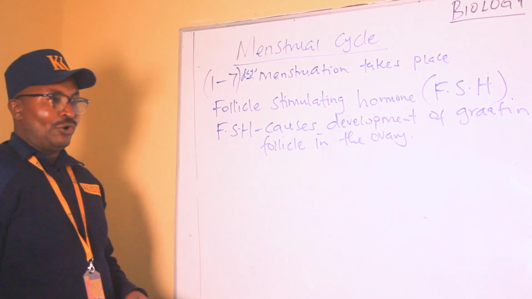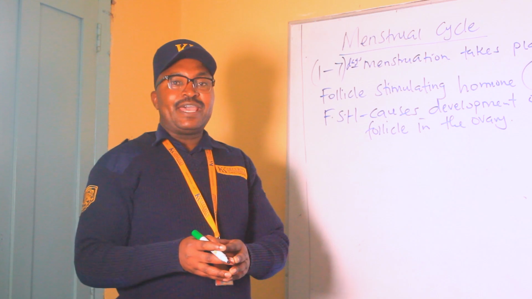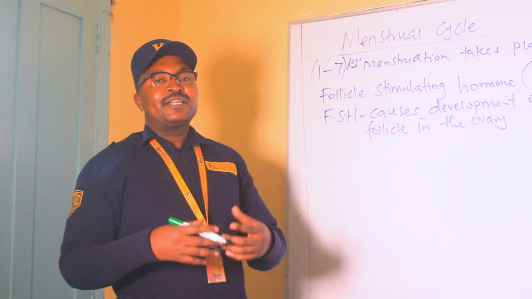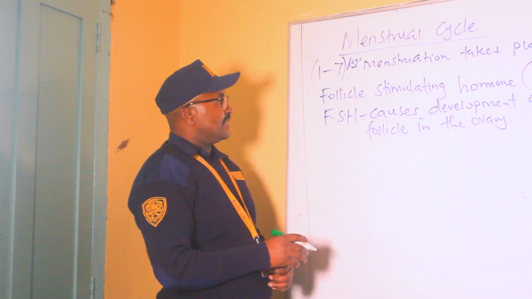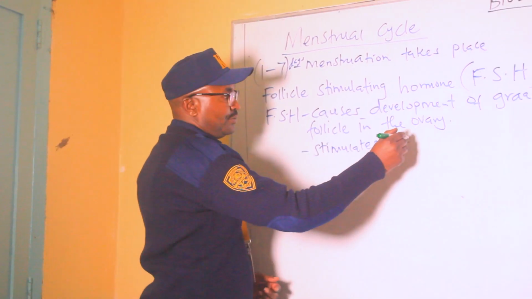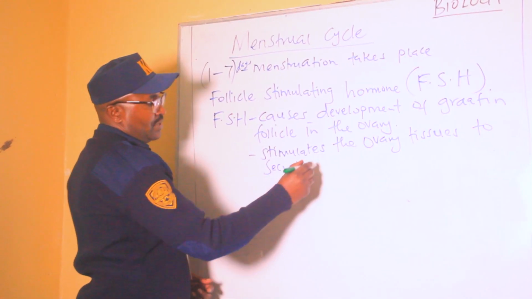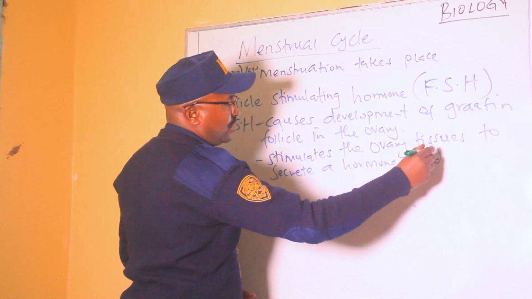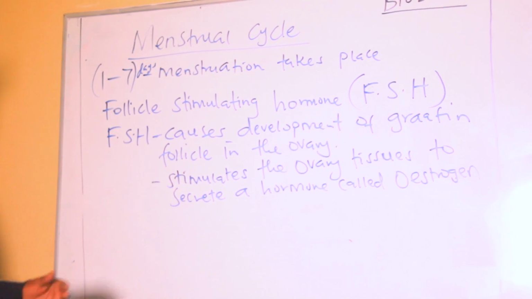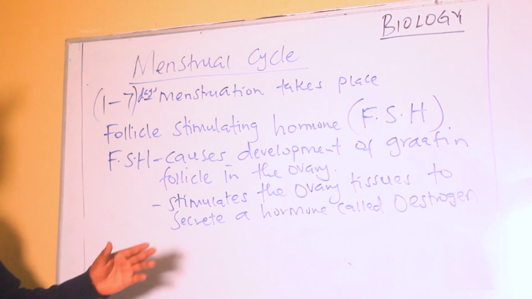A Graafian follicle is a fluid-filled structure formed within the ovary, and it is within that fluid-filled structure that the ovum develops prior to ovulation. Again, FSH stimulates the ovary tissues to secrete a hormone called estrogen. So these are the functions of the follicle stimulating hormone.